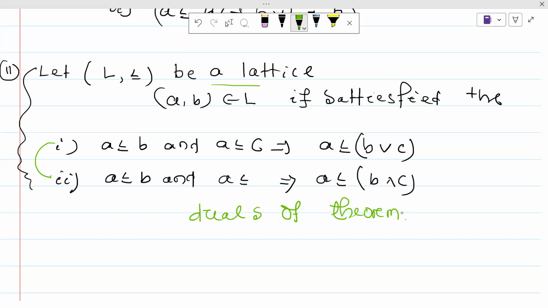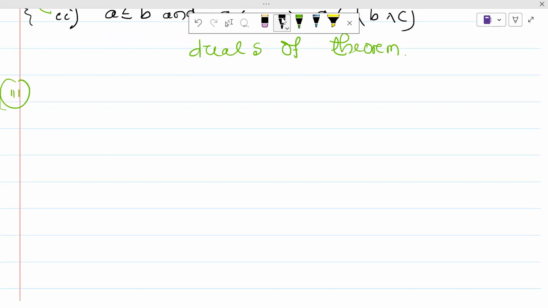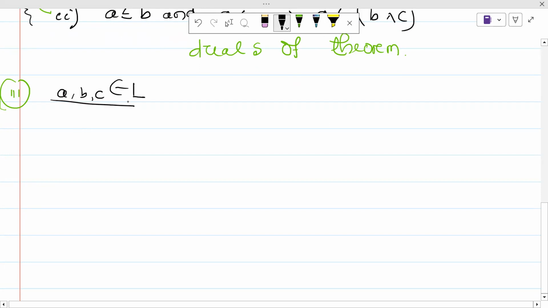So how do we prove the duals theorem? We can prove it. First of all, the second condition and third condition we can aim at here. For the case of the third condition, for A, B, C belonging to the lattice L, then L, less than or equal to, is said to be a lattice.